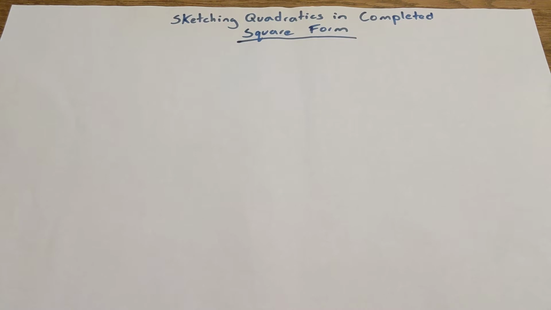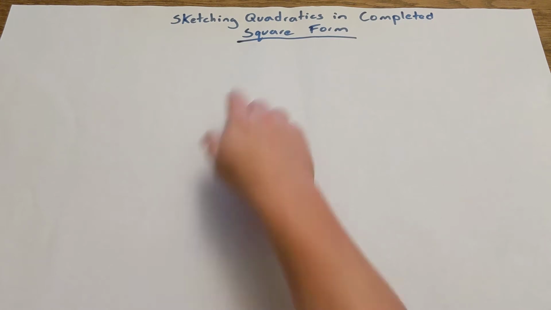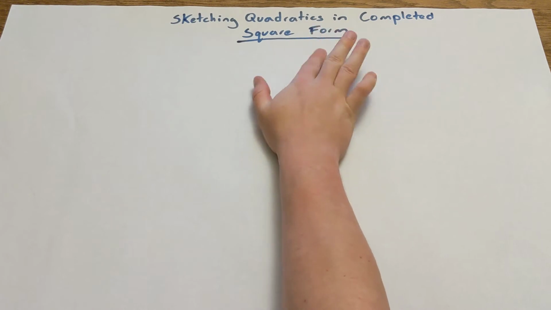So what we've been looking at previously was quadratic graphs and how to sketch them. The last thing we looked at was doing it in root form. Remember, the roots were where it crossed the x-axis. Okay, what we're going to be looking at next is sketching quadratics in completed square form.